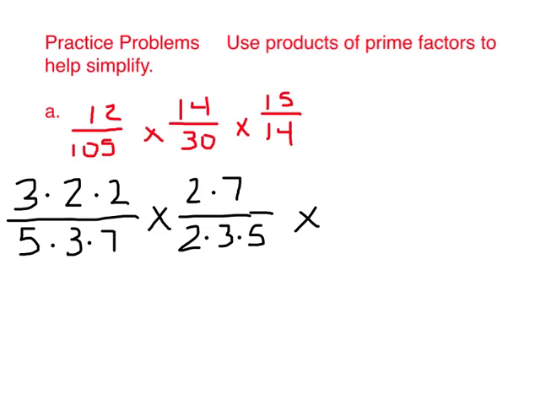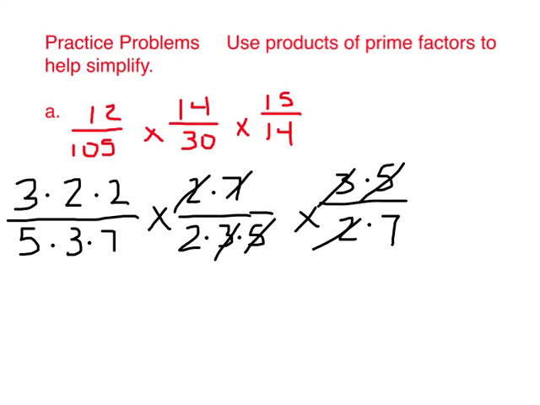And then again, 15 is 3 times 5, and 14 is 2 times 7. Alright, now here I can already see that this 3 times 5 and 3 times 5 will cancel, and 2 times 7 and 2 times 7 will cancel out. And then I can cancel this 2 and this 2, this 3 and this 3, and then I will just simply multiply what I have left.